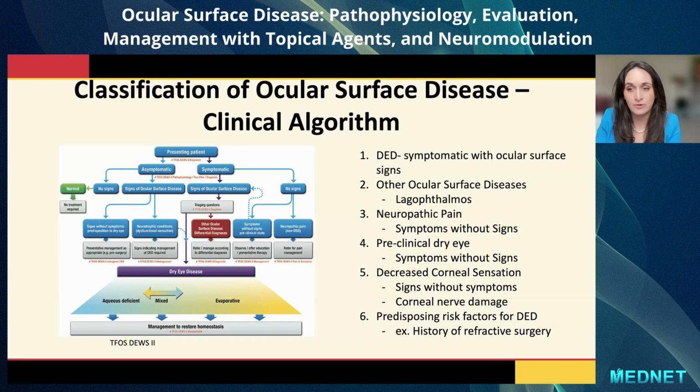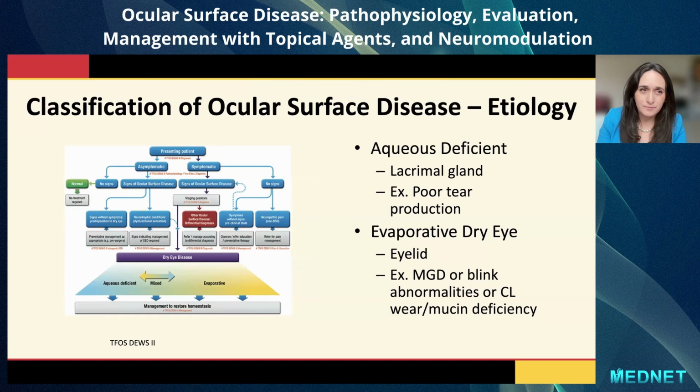And then you can have a decreased corneal sensation where they don't have symptoms of dry eye disease, but they have significant signs on exam, and that's due to corneal nerve damage. And then you have patients with predisposing risk factors for dry eye disease. So these are the things that you want to try and think about when you're presented with a patient with ocular surface disease. That's the top half of this figure here.